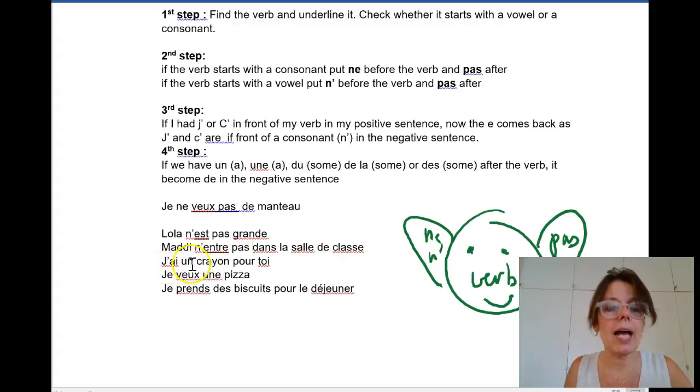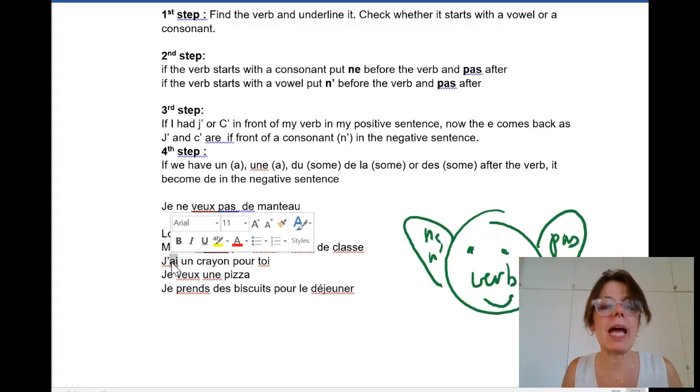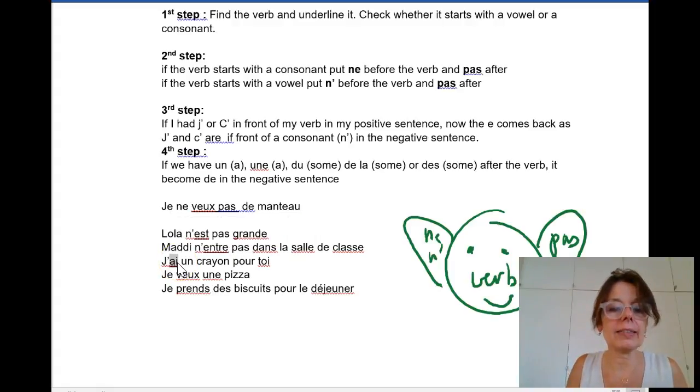Next one. J'ai un crayon pour toi. I think that's my verb because I think that means have. I have, yes, have is a verb. I underline it. It starts with a vowel, so I put n apostrophe before. I put pas after. Oh, I have a j apostrophe and now it's in front of an n. So it's not in front of a vowel anymore. So the e can come back. So here we are. Je n'ai pas un crayon pour toi. Oh, I have un. I don't want un in a negative sentence. It has to become de.